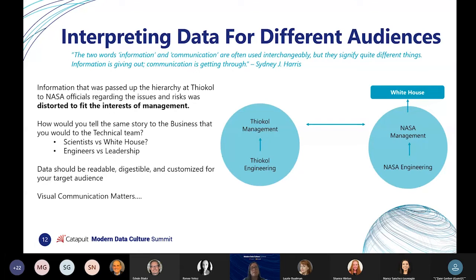And when you're talking to engineers, it's the same thing. You're not going to talk to them in a managerial business way. You talk to them more about the technical data and the details.